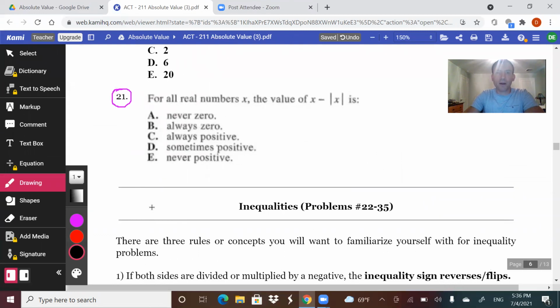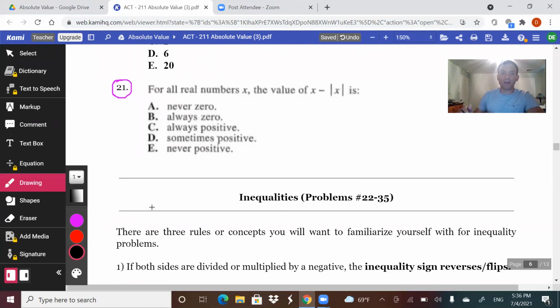21 is a really cool problem. Again, feel free to pause and try it out. I like these absolute value problems because they tend to involve just number theory and doing a little bit of thinking. If you haven't paused the video, last chance. We're going to keep on going.